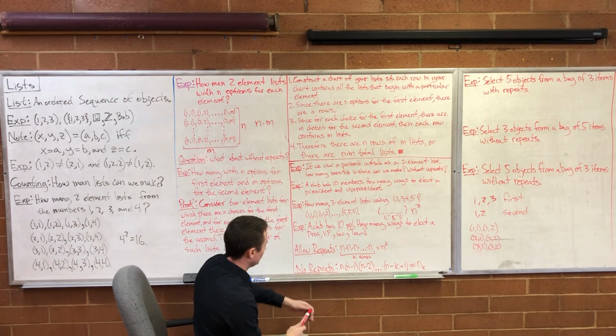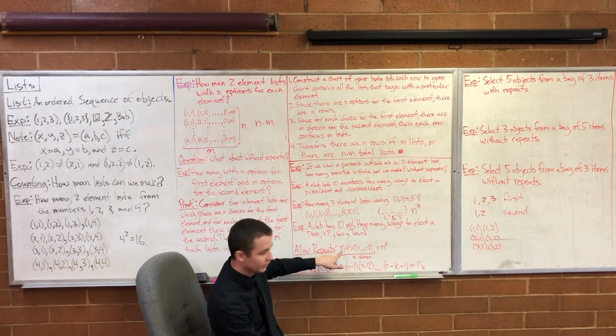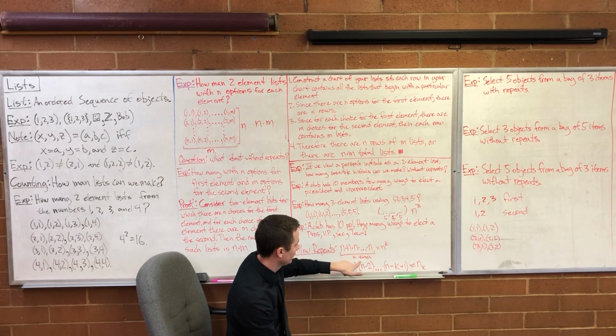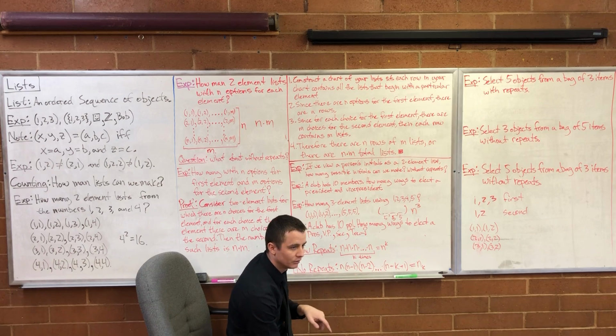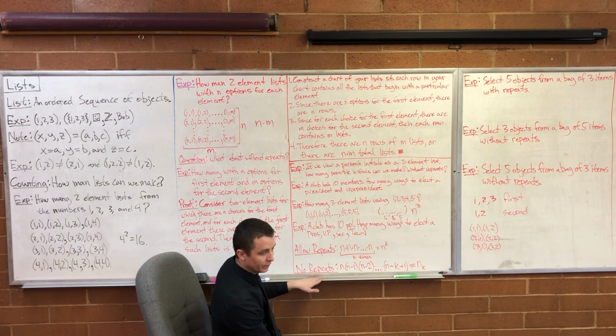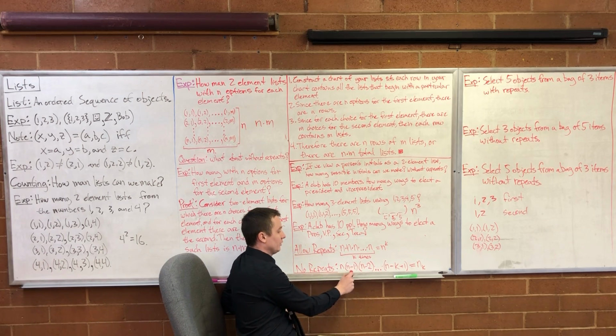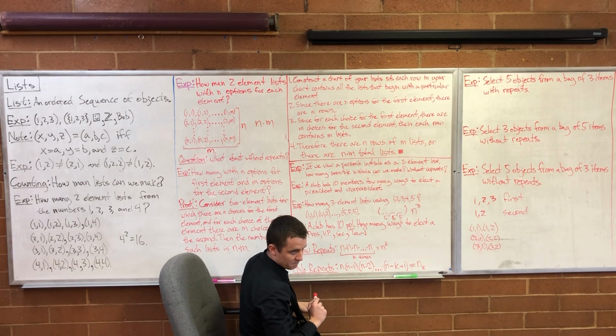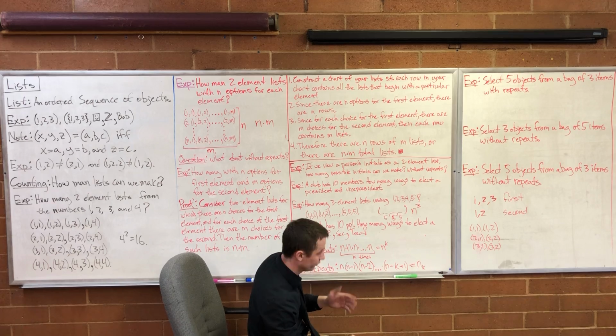So what we're saying is when we allow repeats, then if there's k choices, then it's going to be n times n times n times n, k times, or n to the k choices. When you don't allow repeats, it's going to be n times n minus 1 times n minus 2, all the way down to n minus k plus 1, if k is the number of choices you're making.